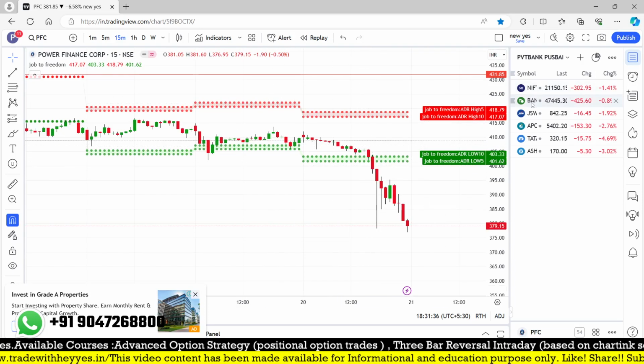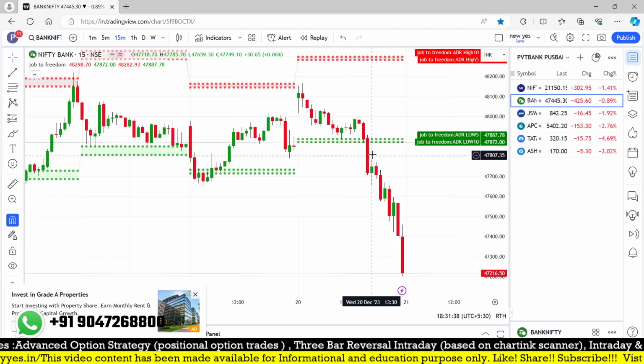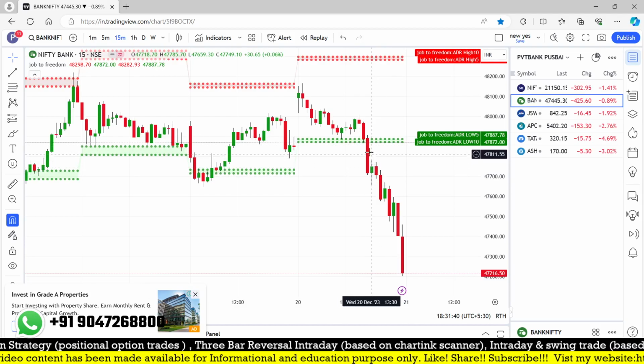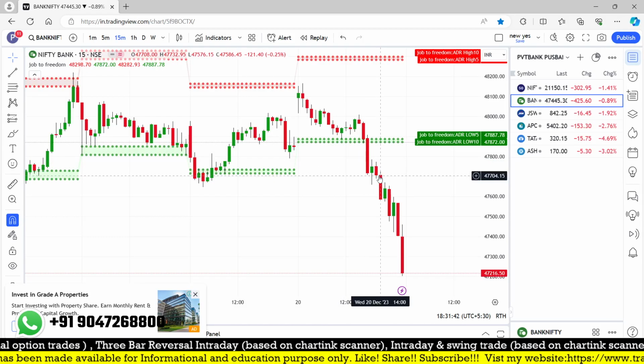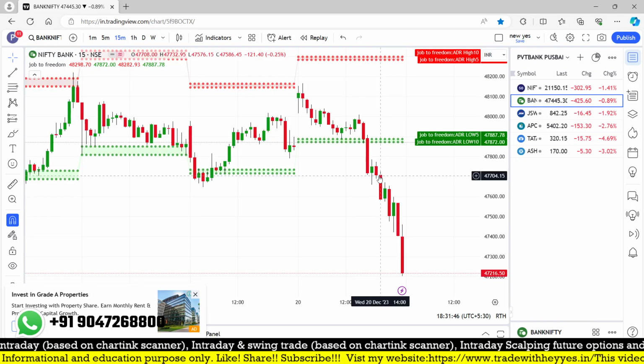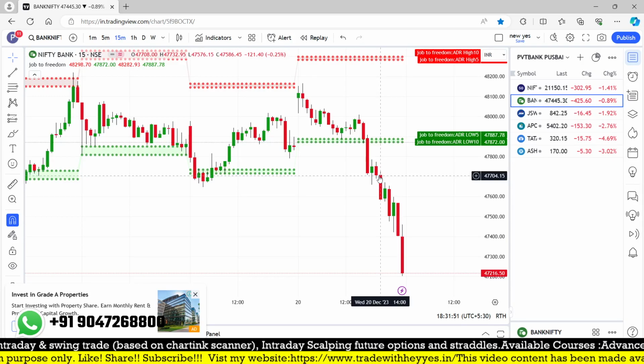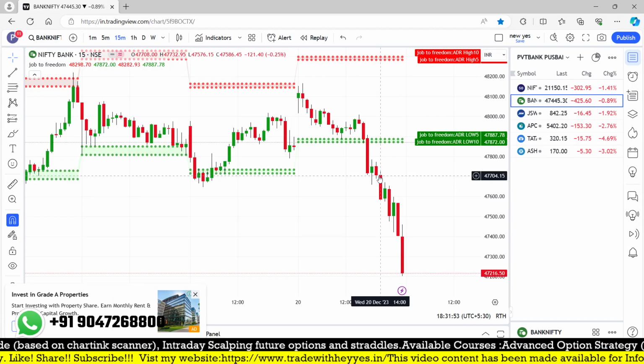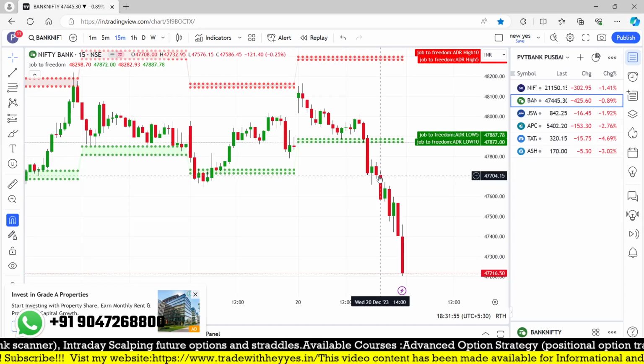Even Bank Nifty made such a big move after this 15 minutes closed below the ADR, and after breaking the low, it was a huge move from 47,700, almost 500 points down after that close below the ADR.